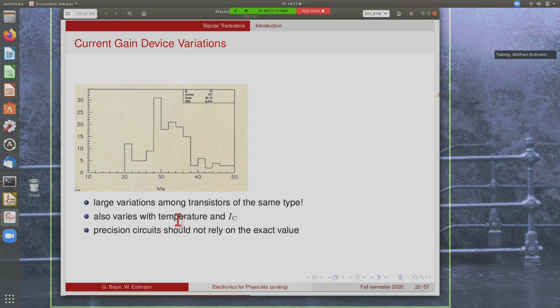It also varies with temperature and the collector current itself, so it's only approximately constant. And if you design a precision circuit, then it should not rely on the exact value. And we will see how to do that later.